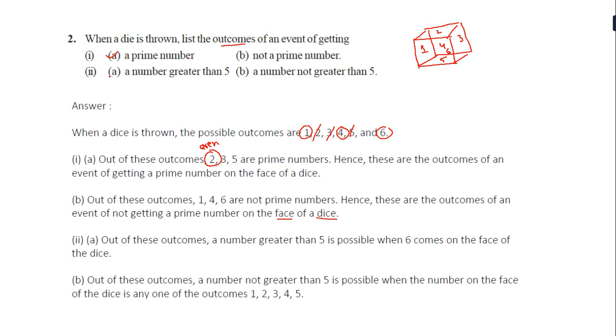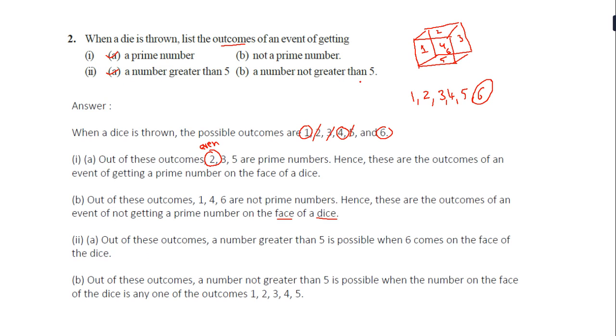Question number 2. A number greater than 5. If you see 1, 2, 3, 4, 5 and 6, a number greater than 5, only one outcome is there, that is 6. So a number greater than 5 is possible when 6 comes on the face of the dice. So here it is easy.